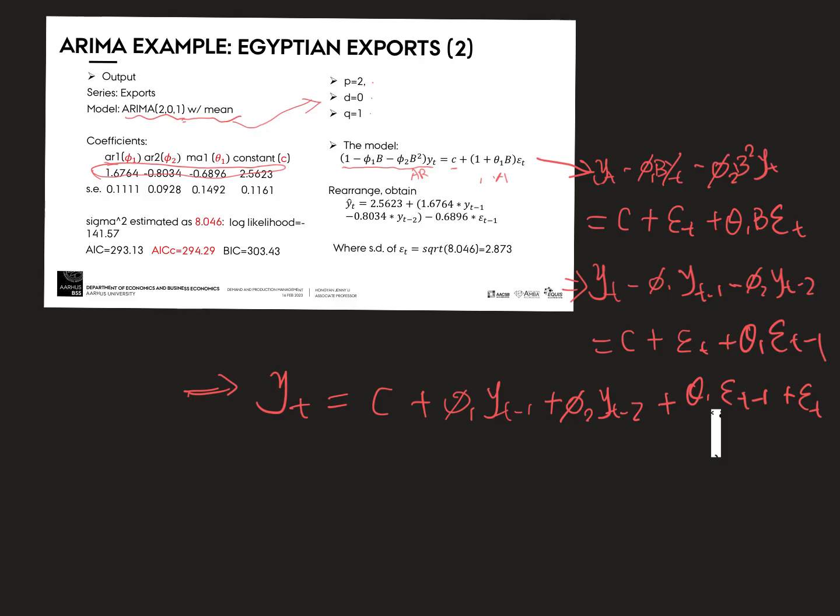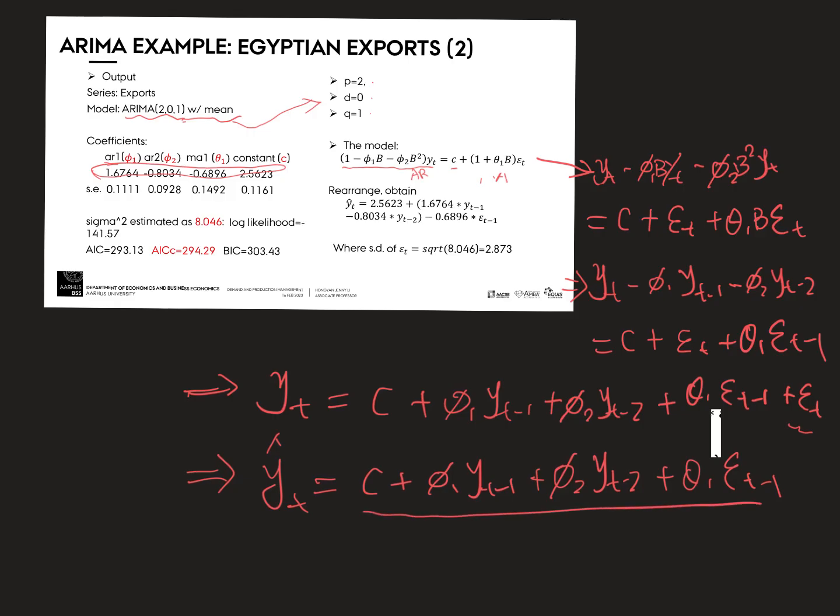And if you want to continue to rewrite it, then you actually have y hat t equals c plus phi 1 y t minus 1 plus phi 2 y t minus 2 plus theta 1 epsilon t minus 1. So this is your forecast residues, forecast error. So your estimated value is this part. So that's also your ARIMA model for this specific data set or time series.